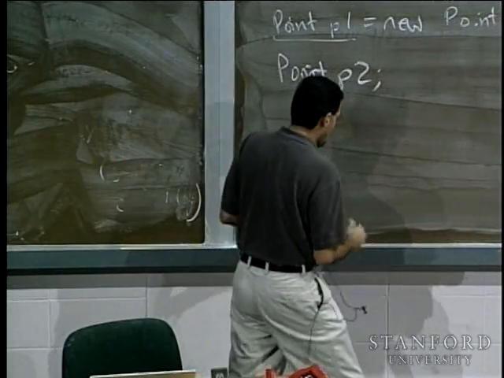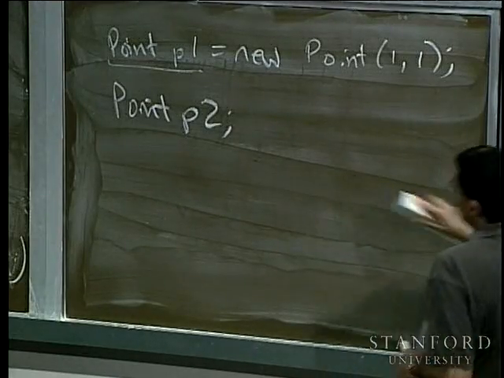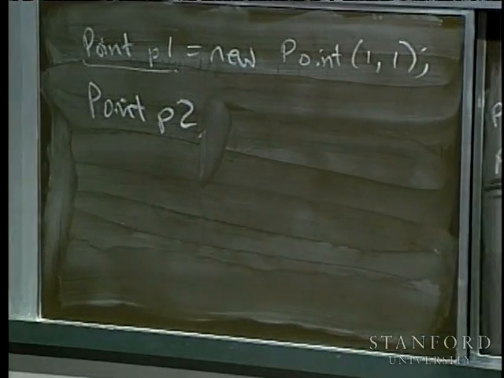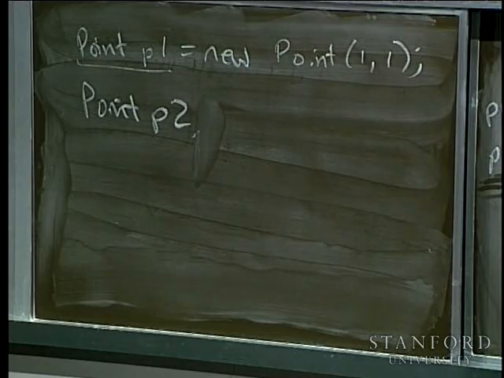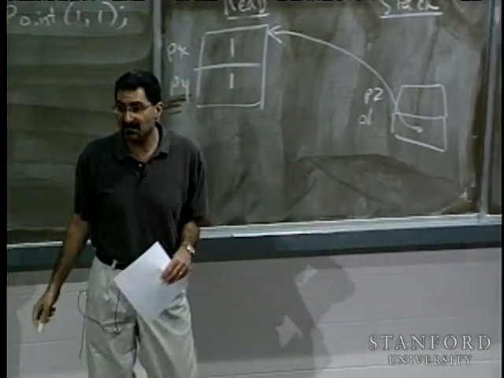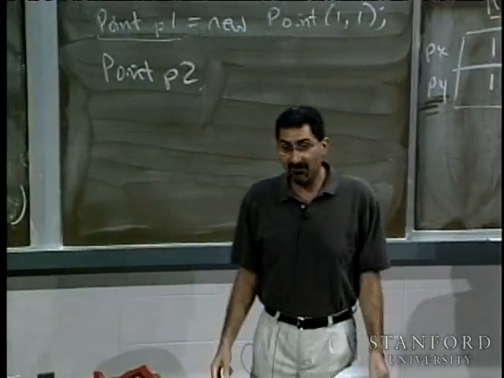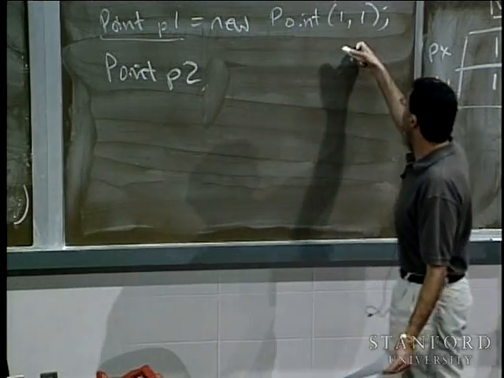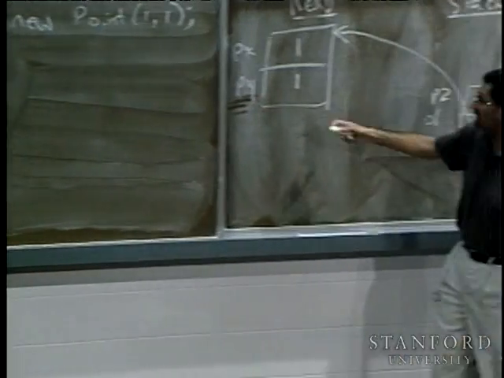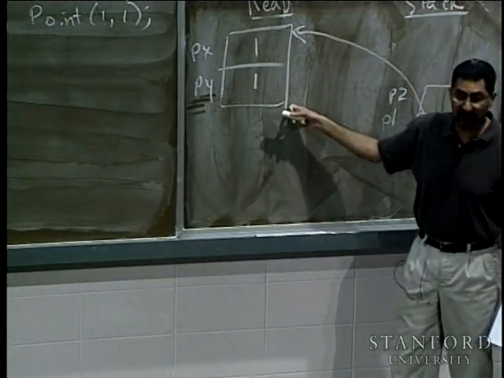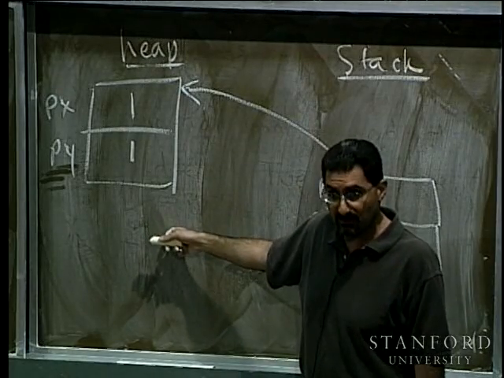Okay? So now if we do point P2, actually let me not put the semicolon on yet. If we do point P2, what we get is on the stack, we get some new space set aside for P2. And again, its beginning value is unknown. Now we have a couple options. One thing we could do is say new point and give it some xy location, in which case we'll get a new point on the heap, and P2 will point to that new point.